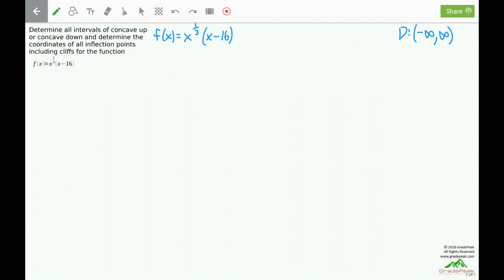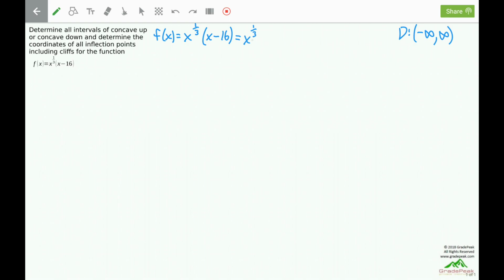The next thing to do is find all candidate numbers. We will need the second derivative for this. We will start with the first derivative. F of x is the product of two expressions of x here. So the first derivative will require the product rule, at least as written. But we have the option of distributing the x to the 1/3 in to the x minus 16 to eliminate the need for a product rule.